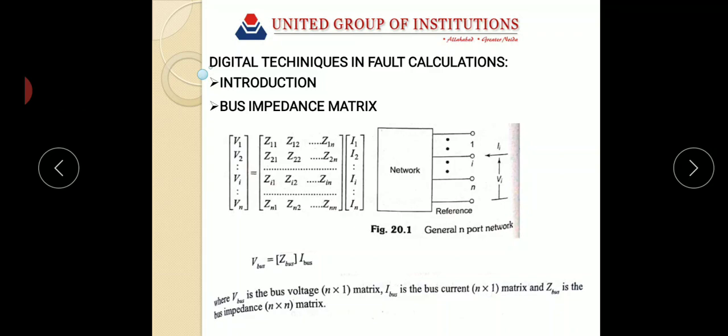So in this, V1, V2, Vi up to Vn is equal to Z11, Z12, Z1n and so on, Zn1, Zn2, Znn, and I1, I2 up to In. Okay. So this can also be written as V bus equal to Z bus into I bus, where V bus is the bus voltage n cross 1 matrix, I bus is the bus current n cross 1 matrix, and Z bus is the bus impedance n cross n matrix.